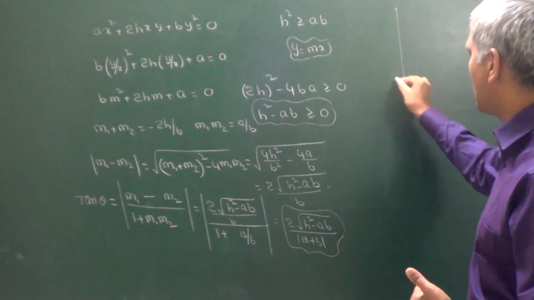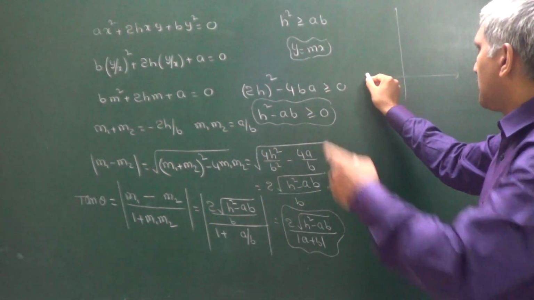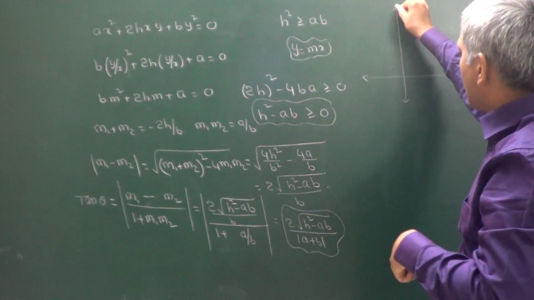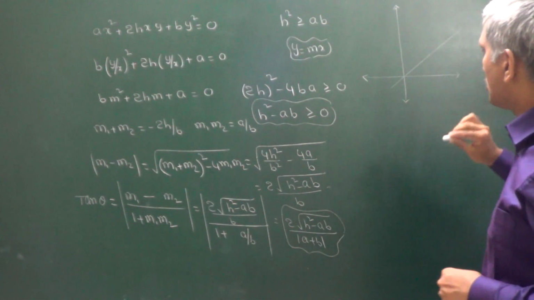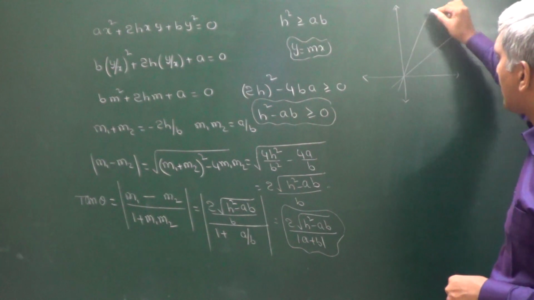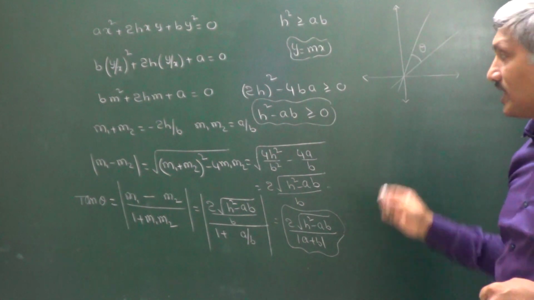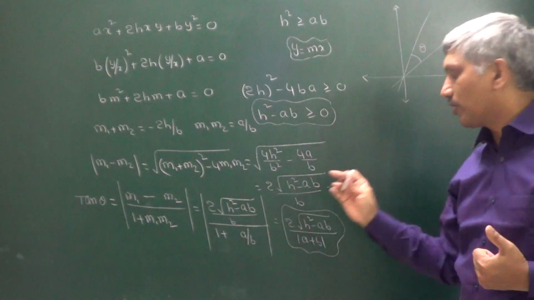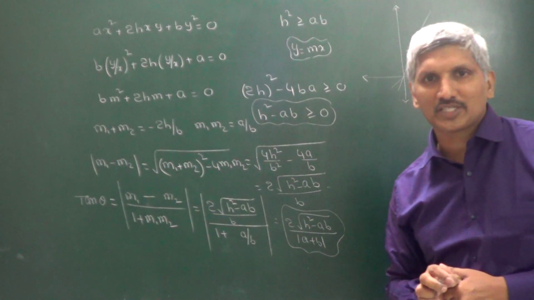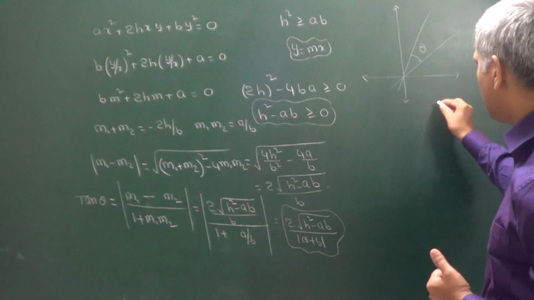This is the information we are saying: the second degree homogeneous equation represents two straight lines. This is one line and this is another line. The angle between these two lines is given by theta. Then tan theta is equal to 2 into square root of h square minus ab divided by a plus b.